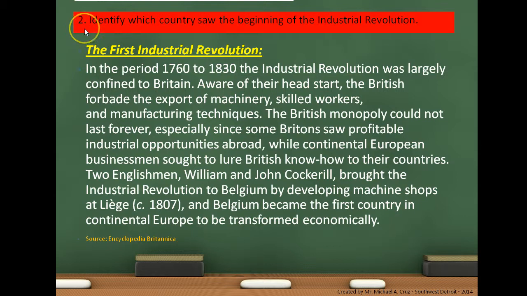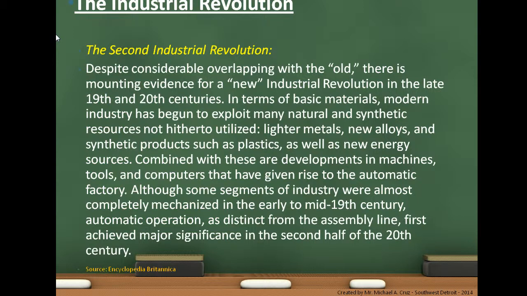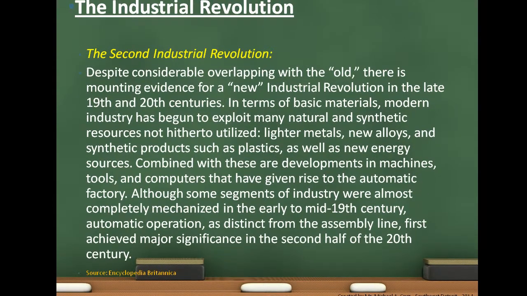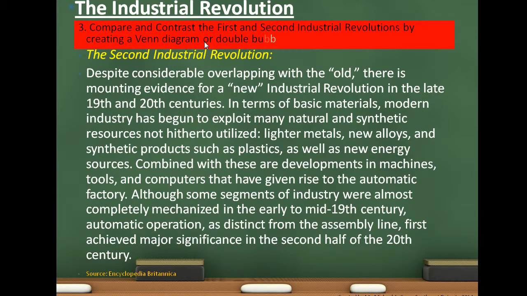Okay, you should have answered question number 2. That should be copied and the answer should be in your notebook. Let's move on. The second Industrial Revolution. Here is question number 3. Please write question number 3 in your notebook. Please read this passage. Hit pause and answer question number 3 in your notebook. Go ahead and do that now.